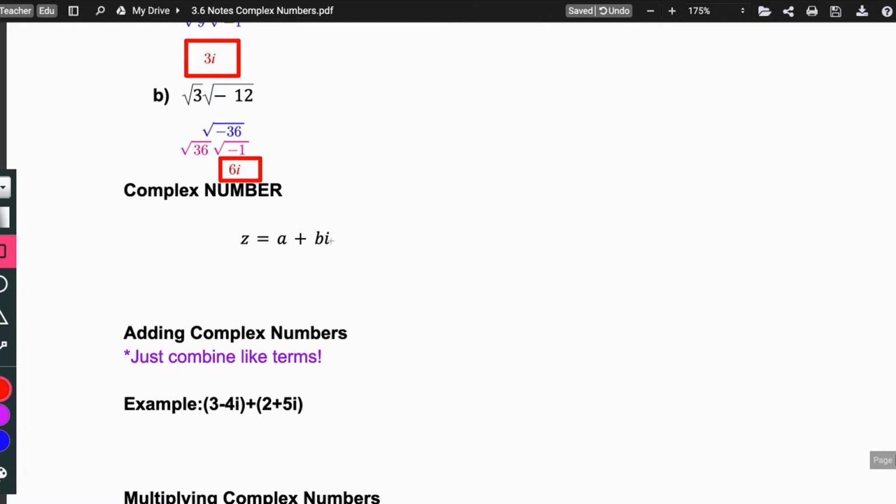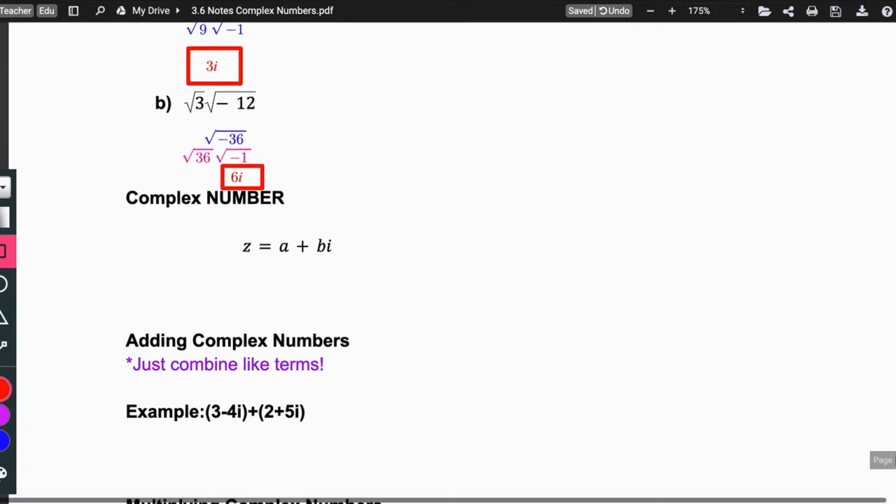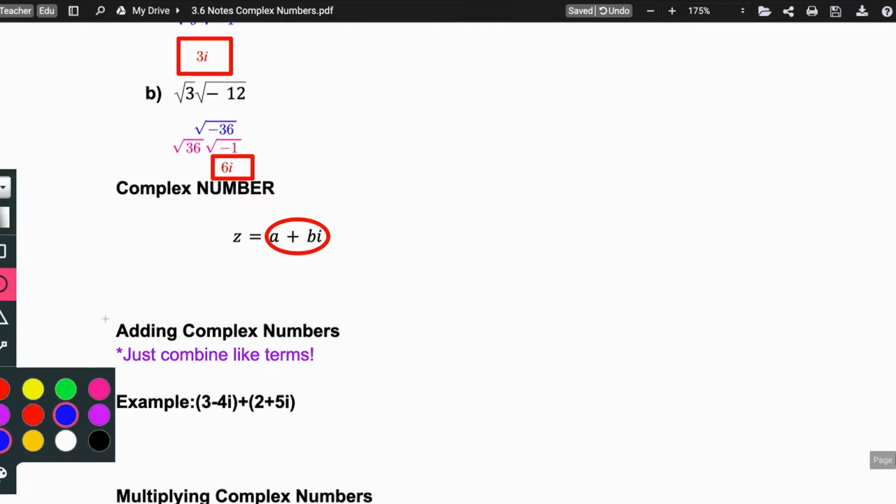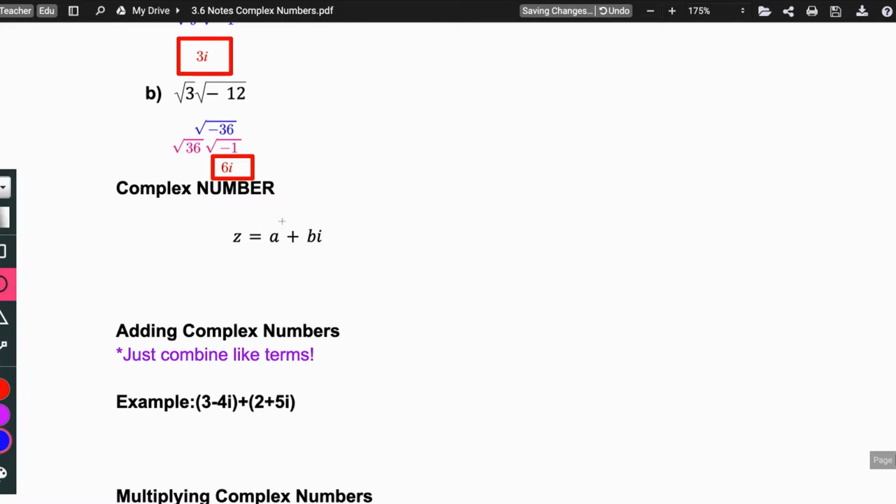Now that we've talked about reducing imaginary numbers, we're going to talk about what a complex number is. A complex number is a number z of the format a plus bi, where a and b are both real numbers and i is an imaginary number. So basically what that is saying is that this whole thing is equal to z. That whole thing is not imaginary, but a complex number. So that is actually z.